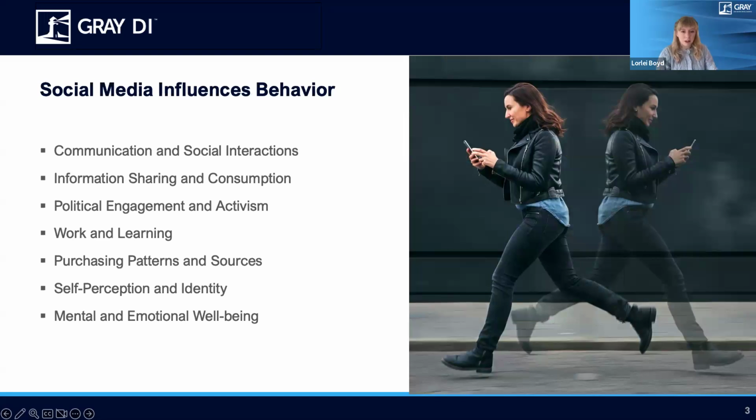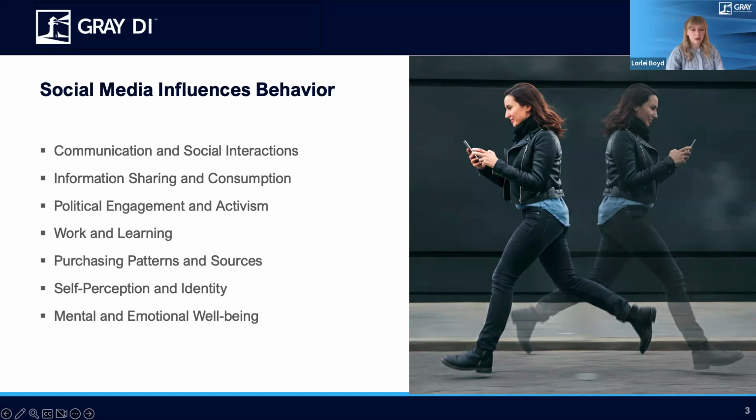The first way of which would be through communication and social interaction. It makes it easier than ever to stay in touch. It offers diverse ways to communicate, like text and images and video calls to live streams. And it shifts social norms so that online interactions are now influencing offline behavior. It also influences the way we consume and share information.